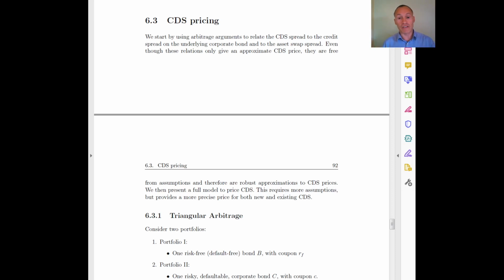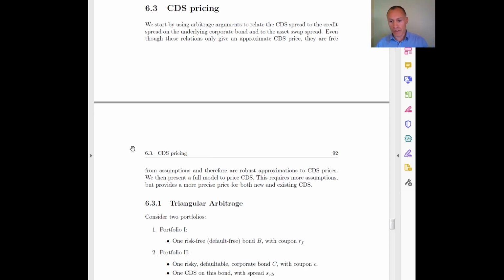but it's a rough approximation. The advantage is that it is a very simple approach that is free from assumptions, so it's a robust first approximation. The second model that we will see later after this one requires more structure, more assumptions, but it will have the advantage of giving us a more precise price for the CDS.